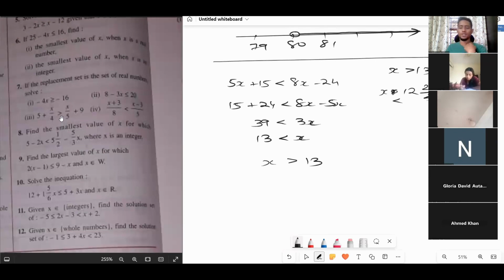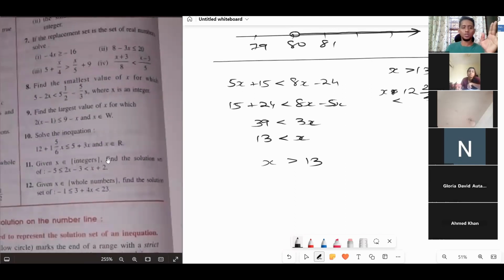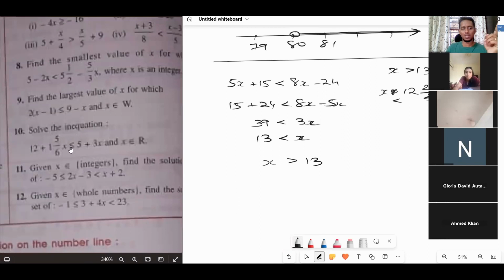Okay, so now your homework is to solve all of these questions, whatever is remaining. Just look at this 11th question here. That's -5 less than equal to 2x minus 3 less than x plus 2. Do you see there are two less than signs? Any question that has two of these signs, you don't do that. That I will explain to you in the next class. But all the other questions which have just one sign in between, one less than or one greater than, you solve all of those questions.